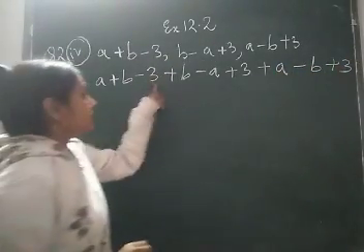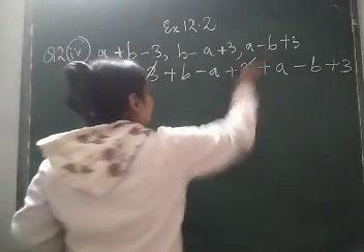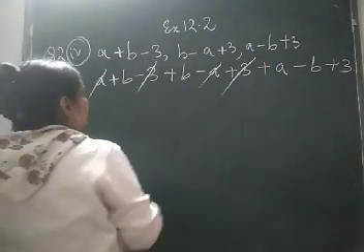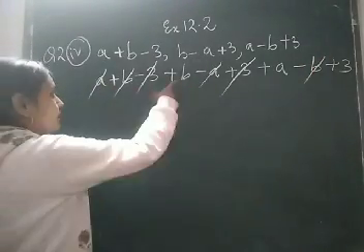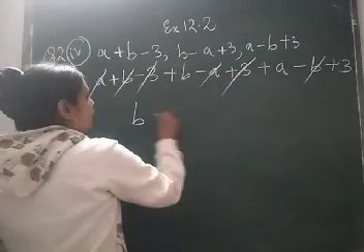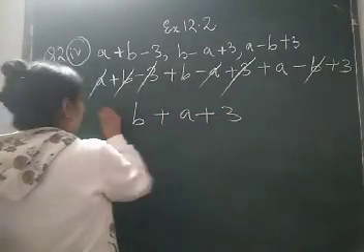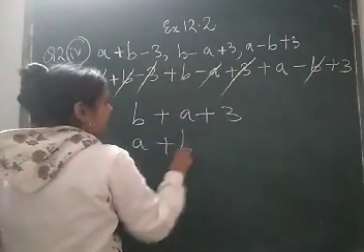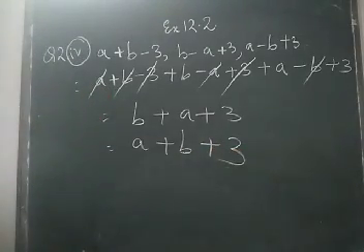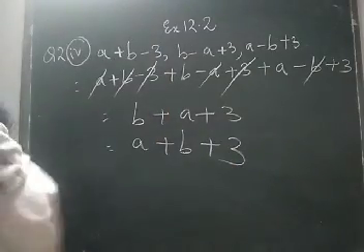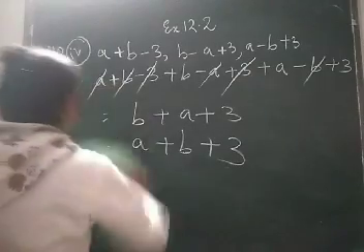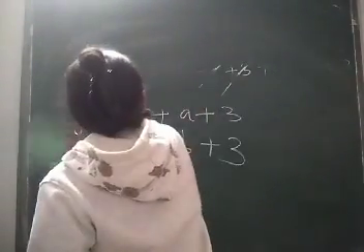Okay. So plus minus 3 plus 3 gets cancelled. A minus A becomes 0. B minus B becomes 0. Now whatever is left out we will write: B plus A plus 3. So we can write this as A plus B plus 3. Okay children, and this completes your fourth one. After this we do the fifth one. Starting with the fifth one now.